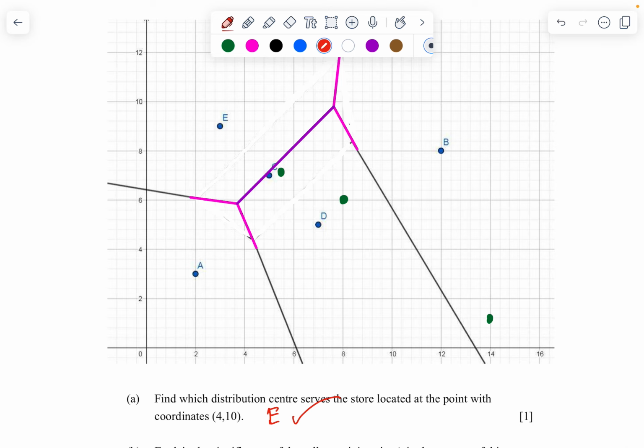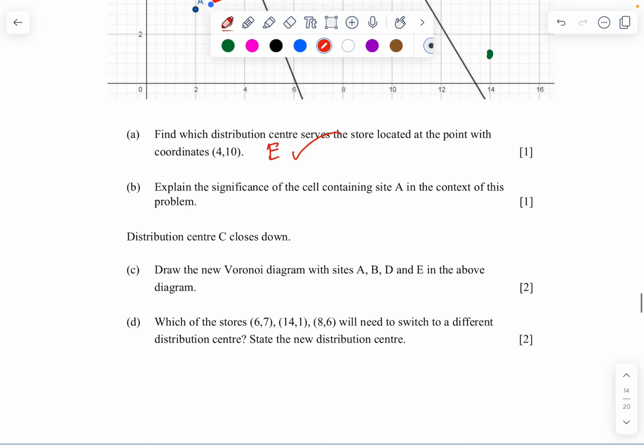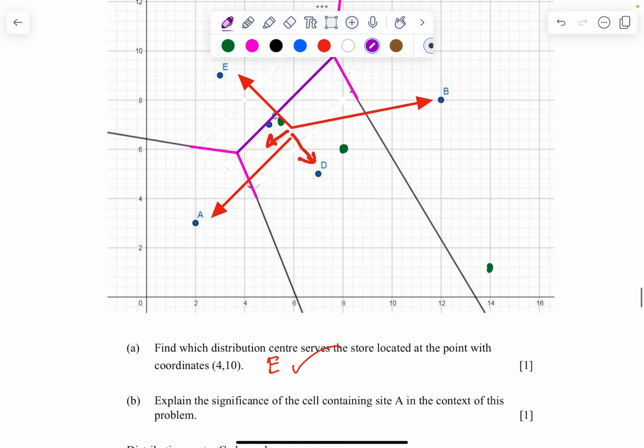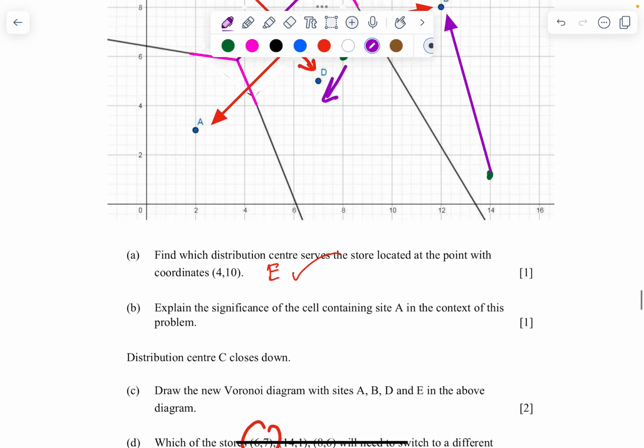We can see that (6, 7) was closest to C, but C was closed. So it will go to D, because when you see, these are all very far. E is also far. A is also far. Basically, it was supposed to go to C, but C is closed, so now it will go to D. Whereas (14, 1) will continue to go to B and (8, 6) will continue to go to E.